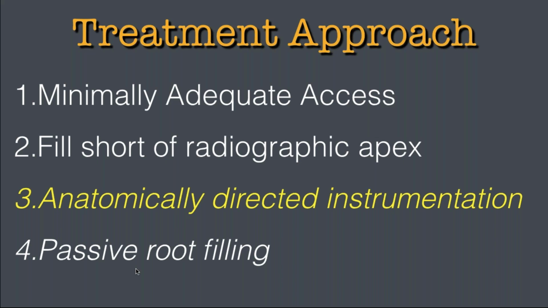So on average, we fill about 1 to 2 millimeters short of the radiographic apex in a vital tooth, and 0.5 to 1 millimeter short of the radiographic apex on a non-vital infected tooth. The reason there's a difference is because when there's a radiolucency, when there's apical periodontitis, some of the cementum at the end of the root is resorbed. You can't see it radiographically, but it makes the root appear shorter. So you're filling to the same point, but it looks different on the radiograph.